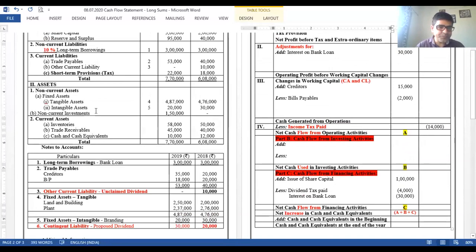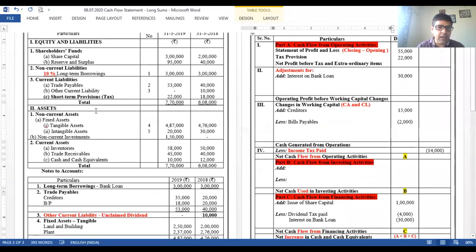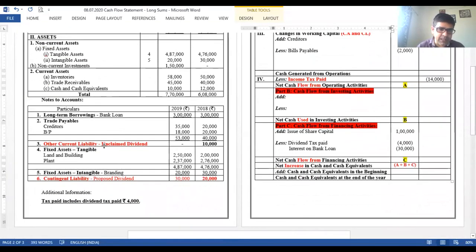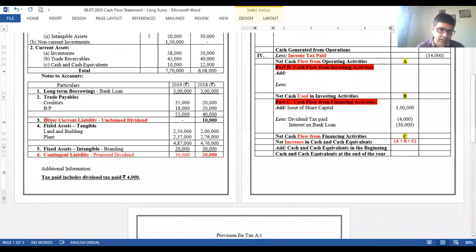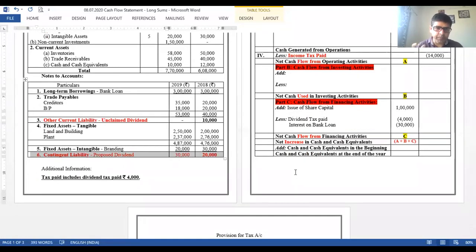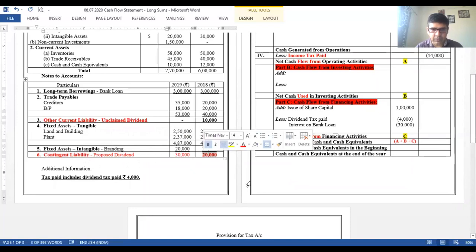Okay, we continue. After trade payables, other current liability. Now, this is the reason why I have selected this sum. Other current liability, unclaimed dividend. Proposed dividend and unclaimed dividend are the two amounts which have to be taken together. For proposed dividend, I have repeatedly told you, nowadays this is a part of the contingent liability, right? And the opening balance, that is the amount of the last year, will have to be paid in the current year, right? By default, we assume that 20,000 has been paid.